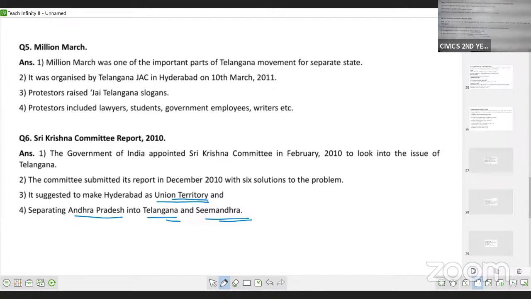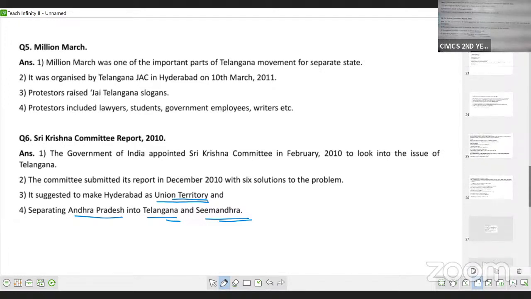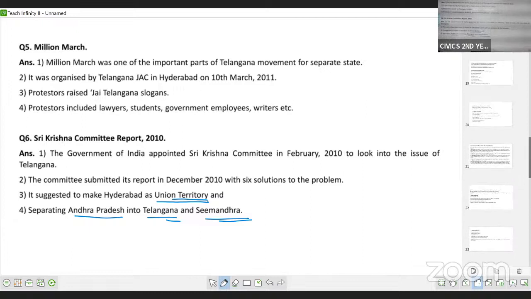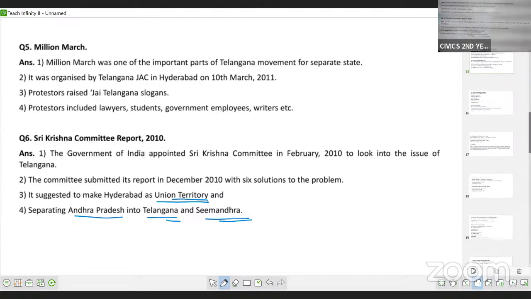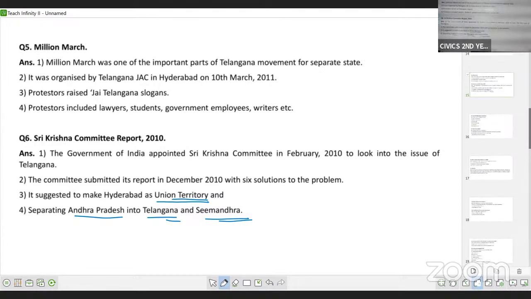Very simple questions. Your 9th chapter is very simple. If you are thorough with LAQs and SAQs, you can easily write VSAQs. And I repeat, this is the most important chapter. If you are thorough with your 9th chapter, you will be able to attempt the paper for your 26 marks.